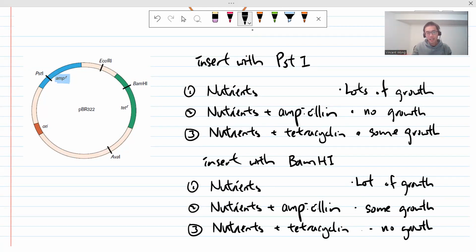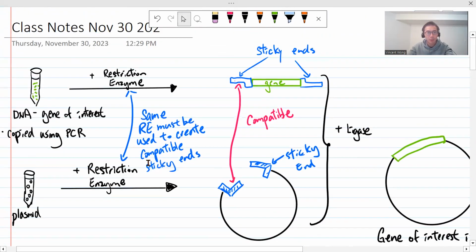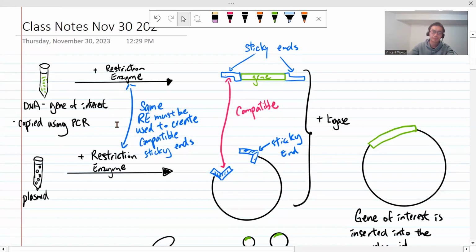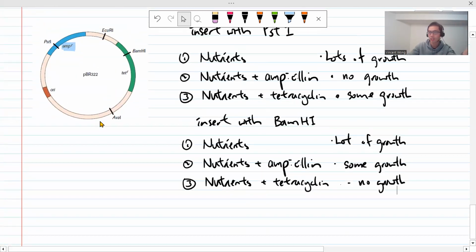And when I say insert with PST1, I just want to reiterate what that means, okay? To insert with PST1 means I will treat my plasmid and my DNA with the same restriction enzyme, in that case PST1, and they will create compatible sticky ends. So the gene is going to go into the plasmid. That's what it means. Okay, that's the end of one huge concept. Took us like 2 classes to go through it.